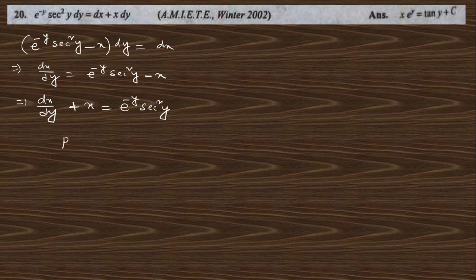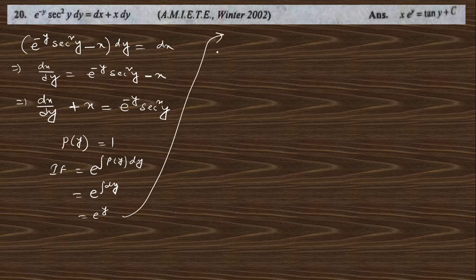So p of y is equal to 1, so the integrating factor will be e to the power integration p of y dy. So this is dy, that is e to the power y. So if you multiply this equation by e to the power y, you will get e to the power y dx dy plus x equals e to the power y times e to the power minus y sec square y. If you multiply, then you will get sec square y.